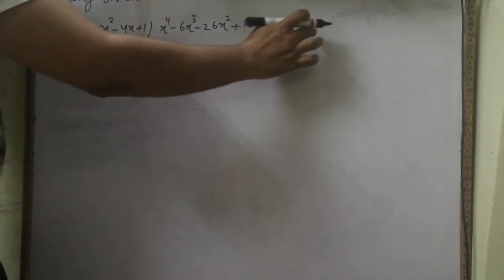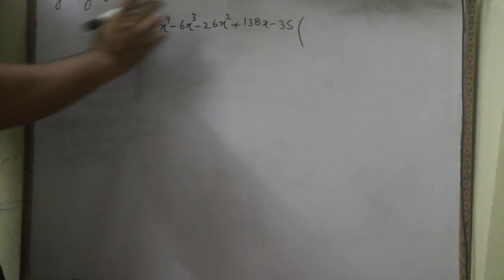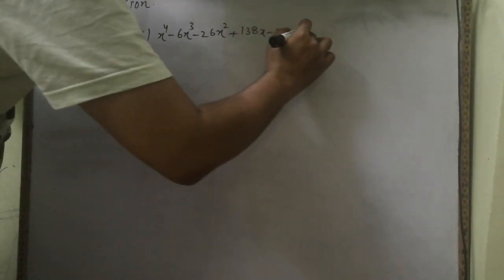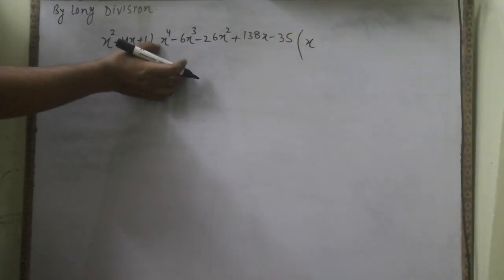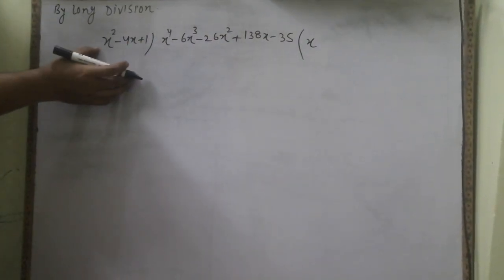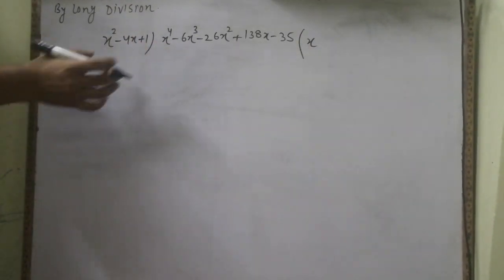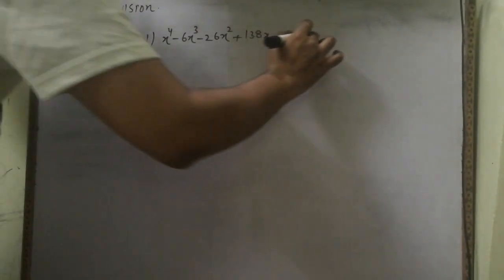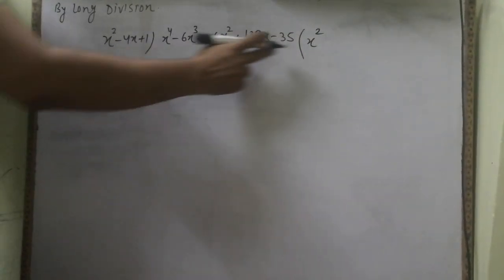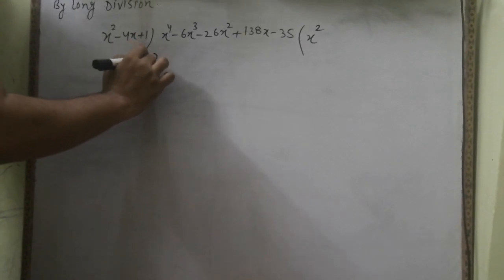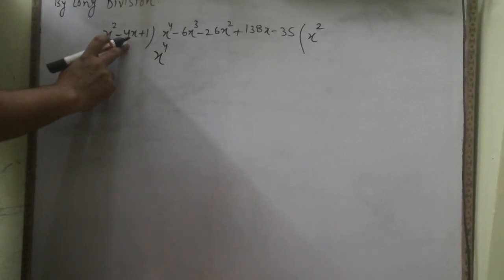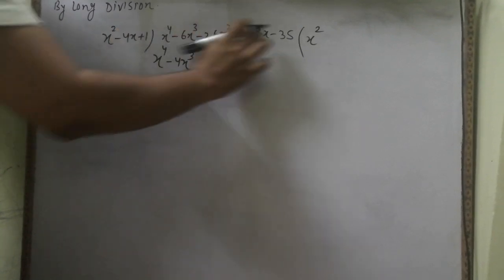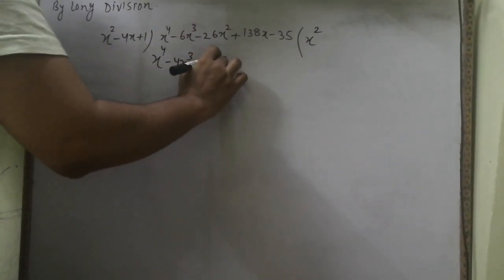So we have to put here some term through which we multiply and get the x to the power 4. So put x first here. The coefficient of x is not there, so we just write the x term and then the power. Here the power is 4, here the power is 2, just subtract, 4 minus 2 is 2. Now multiply: x square into x square is x to the power 4. 4x into x square is minus 4x cube. 1 into x square is plus x square.